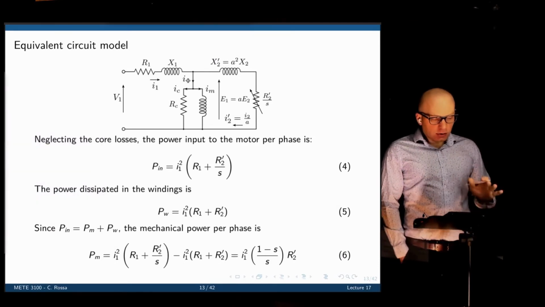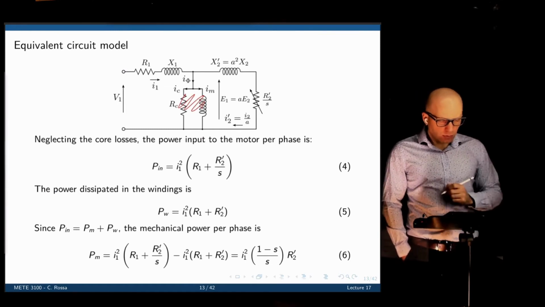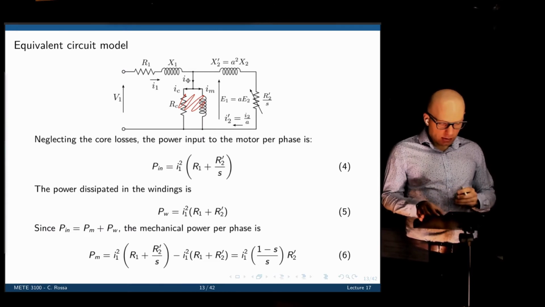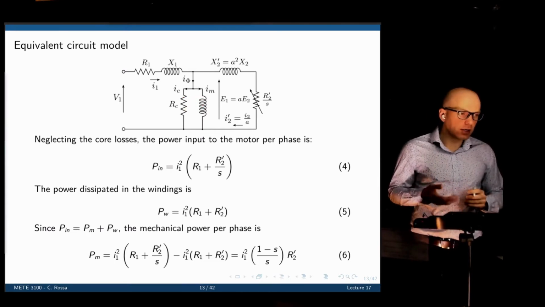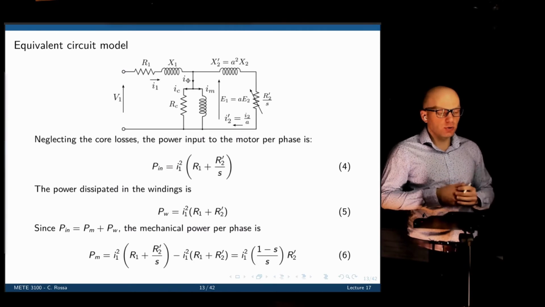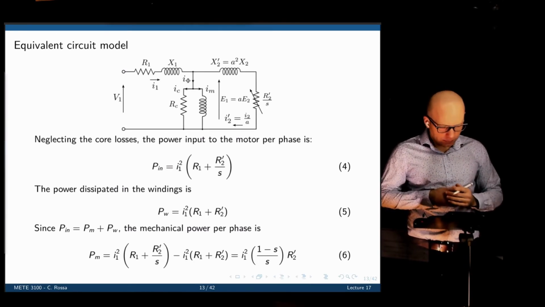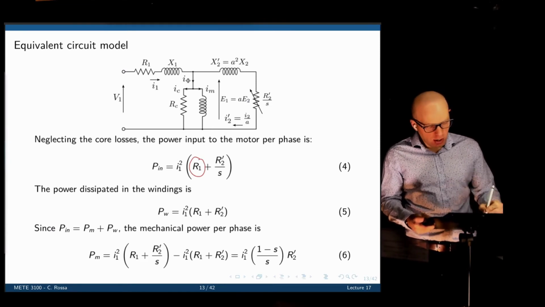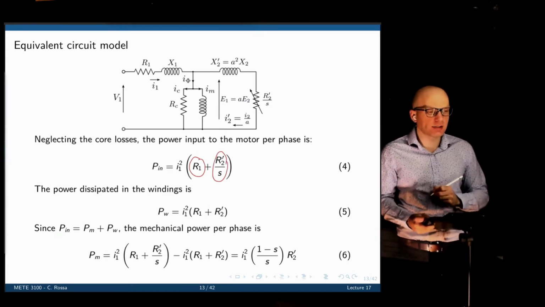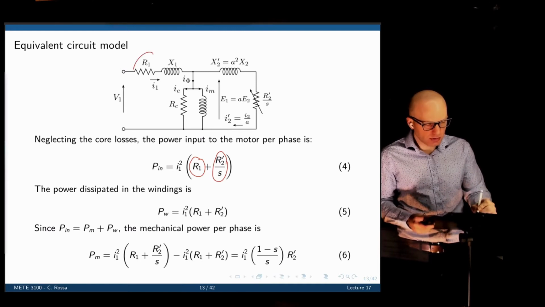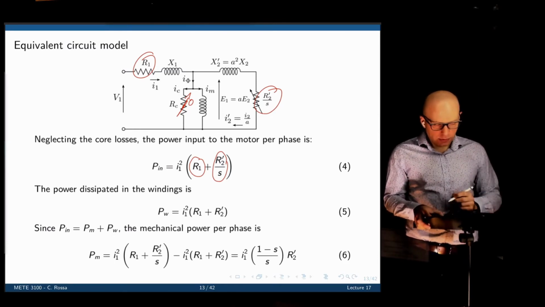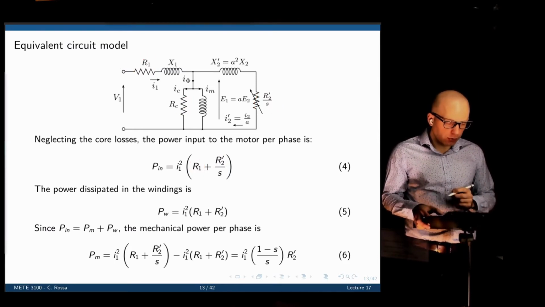All right, so if we neglect all core losses, so these will go away, the power input to the motor per phase is simply the current that we give to the motor squared multiplied by all resistances. So you have two resistances that are dissipating energy: R1 and R2 prime over S. So this resistance and that resistance, and you are neglecting that one, which goes to 0. That's the input power to the motor.